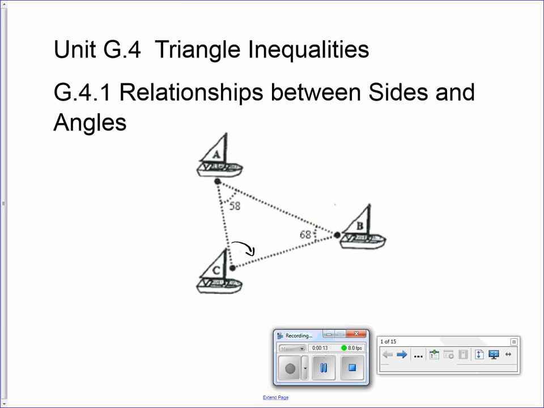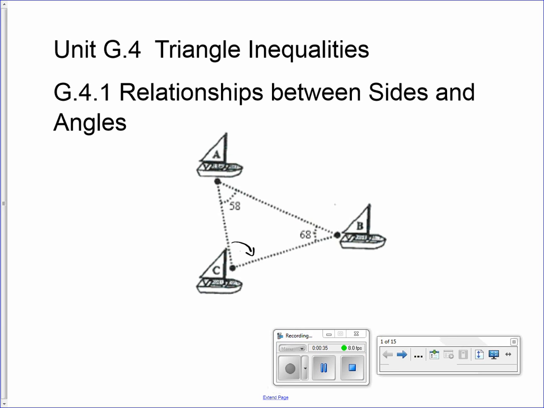So this is concept number one. If you look at your student learning map for concept number one, we're dealing with relationships between sides and angles. Basically, what we're going to be looking at is if we knew the angles inside of a triangle, then we should be able to tell by those angles which side is the largest side, which side is the smallest side, and which one is the medium side.